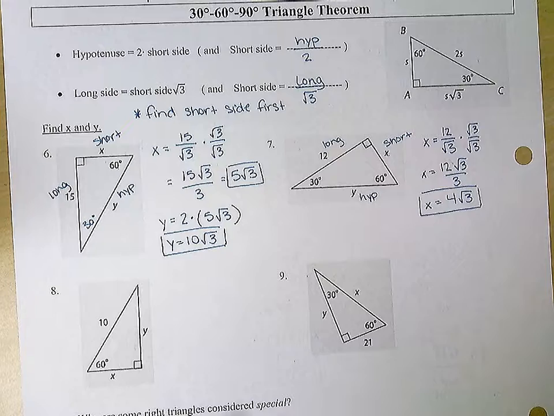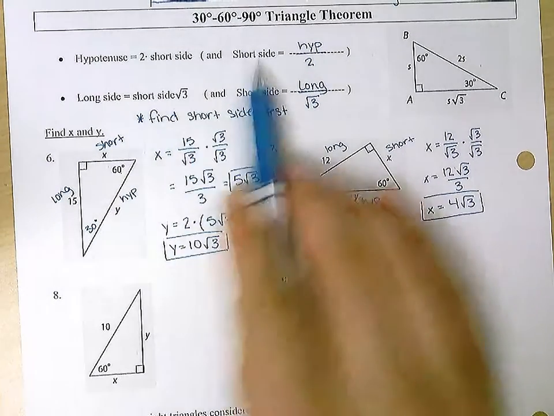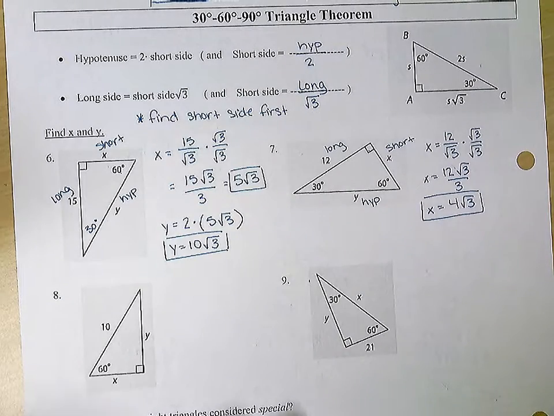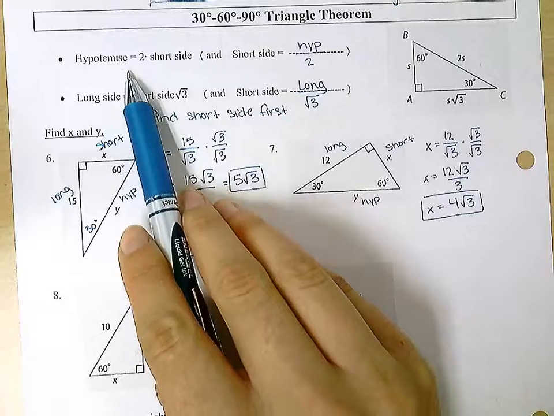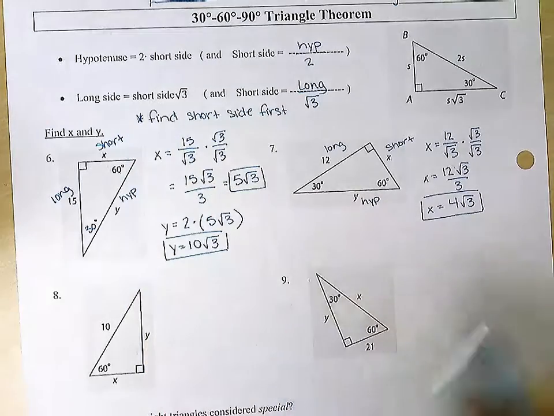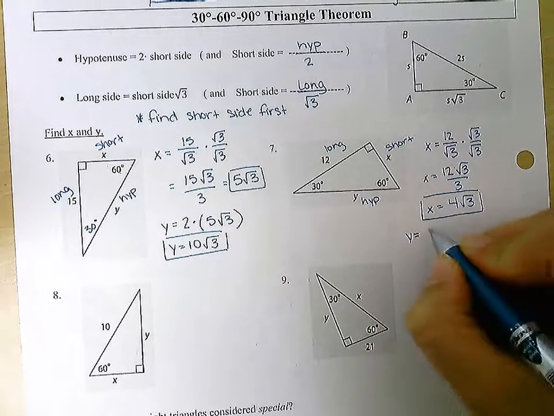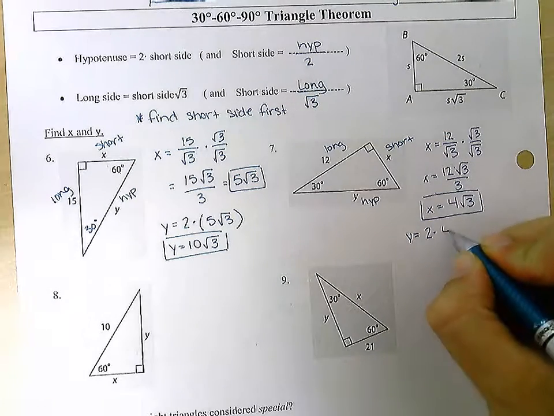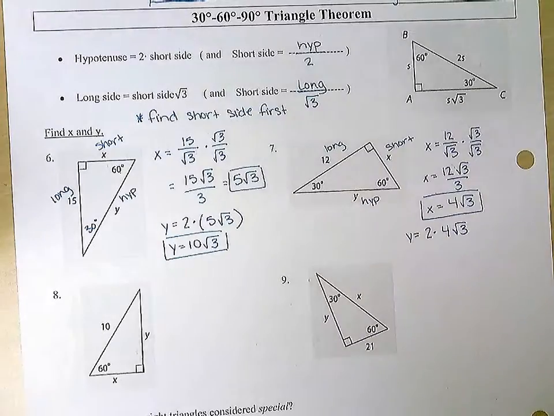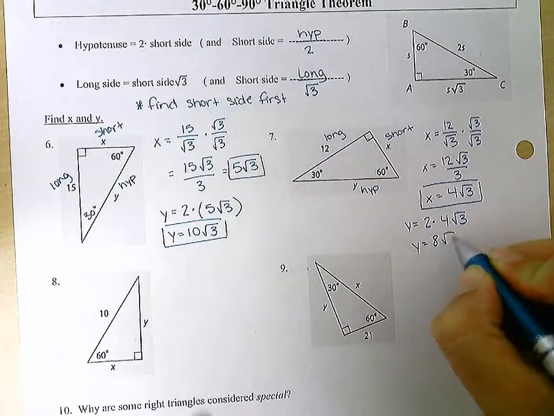Okay, I still need to find y. Okay, y is the hypotenuse. Which one of my 4 equations should I use? Top left. Good. Okay, so I'm just going to plug in what I know into that top left equation. So we have y is equal to 2 times our short side. I just found our short side. That was x. So that is 4 times the square root of 3. So y is equal to 8 times the square root of 3.